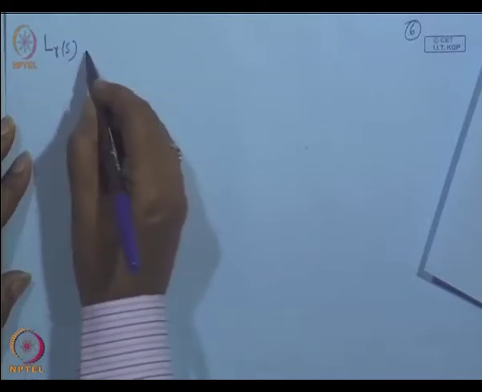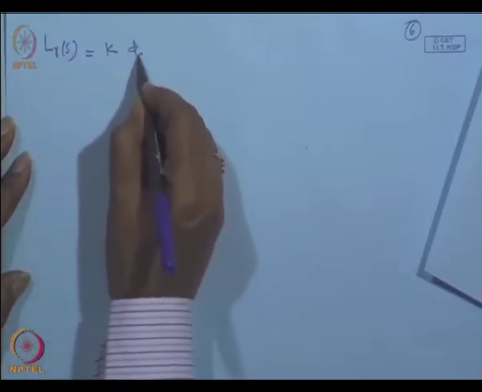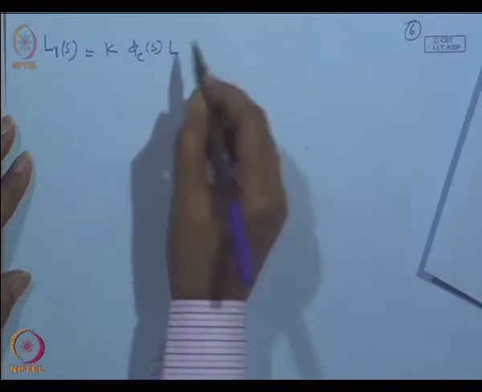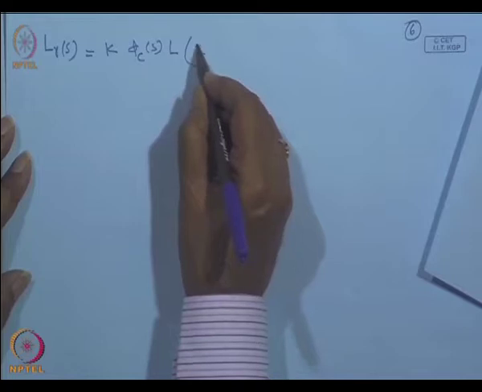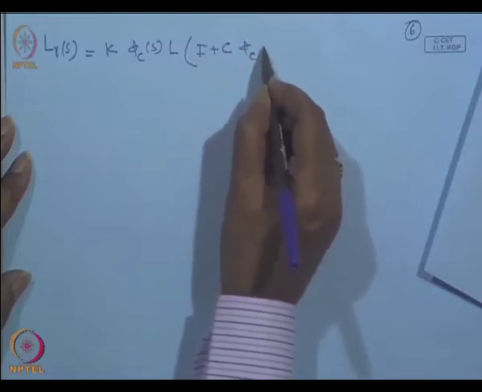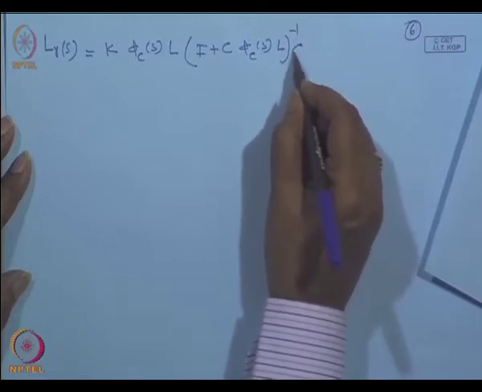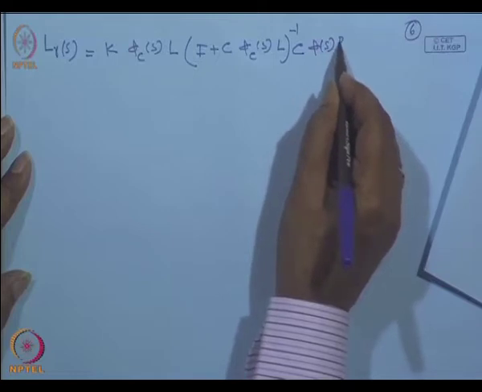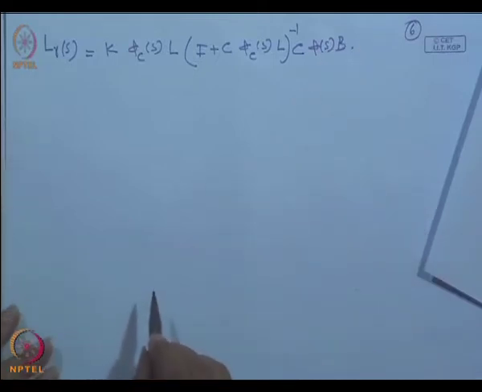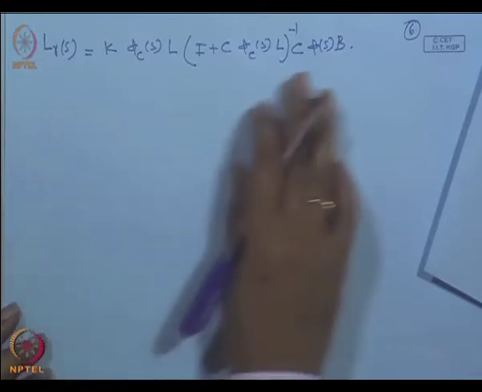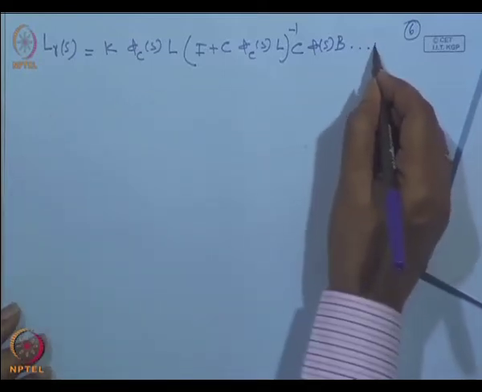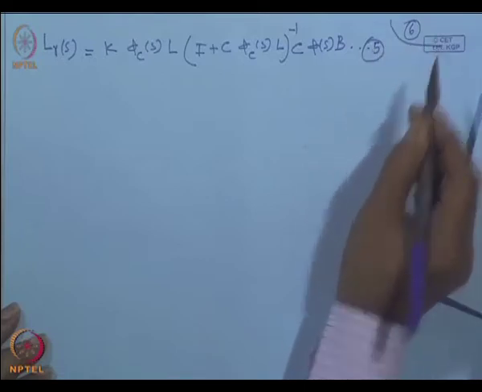Ultimately, if you see the simplification, L R of S is equal to K phi C of S L, I plus C phi C of S L whole inverse, C phi of S B. Again, this is the equation. Let us call this equation number 5.